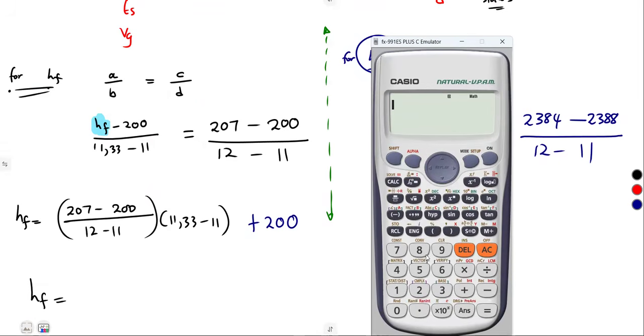All right, so that is it. This is just another way, guys. There are so many ways. That's what you can actually have. So this is 207 minus 200. All right, everything over 12 minus 11, that's a 1. All right, there was no need here for having this. But anyways, that's it. 11,33 minus 11. All right, then we are going to simply add 200 to that. So that was going to give us 202,31.